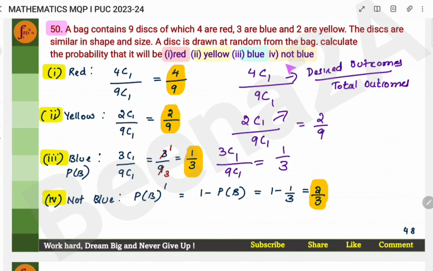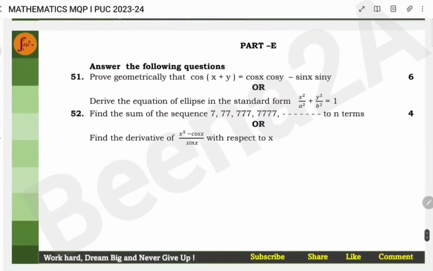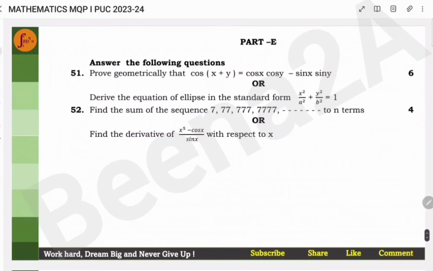Similarly, not blue. Not blue means you find how many blues are there and then subtract it from 1. That is, you have to find the complement. So 1 minus P of B, right? We found blue, the third one, this one. So 1 minus 1 by 3 is 2 by 3. Now let's look at part E, related problems.